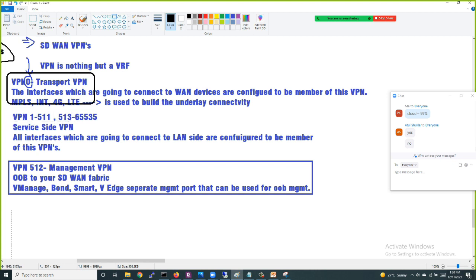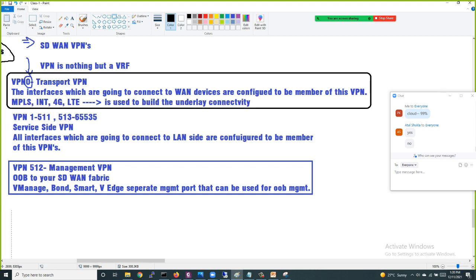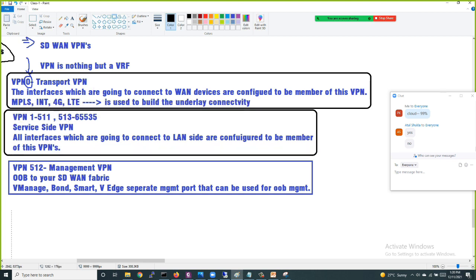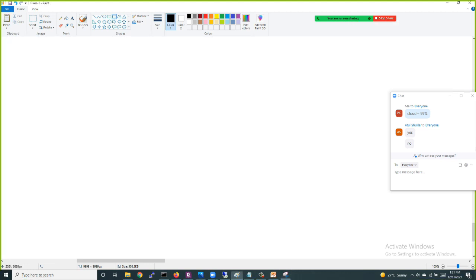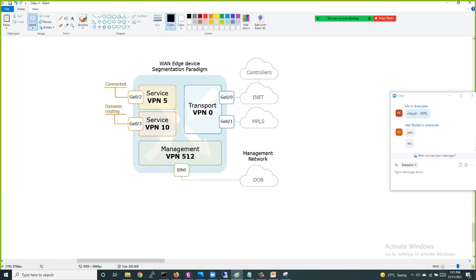First one is transport VPN and second one is the service side VPN, right? Every interface that is connected to the WAN devices will be part of the transport VPN, and all the interfaces that are going to connect to the LAN side are called service side VPNs. Let's see a picture to better understand it. Now guys, just be with me. I am responsible here to make you understand everything.